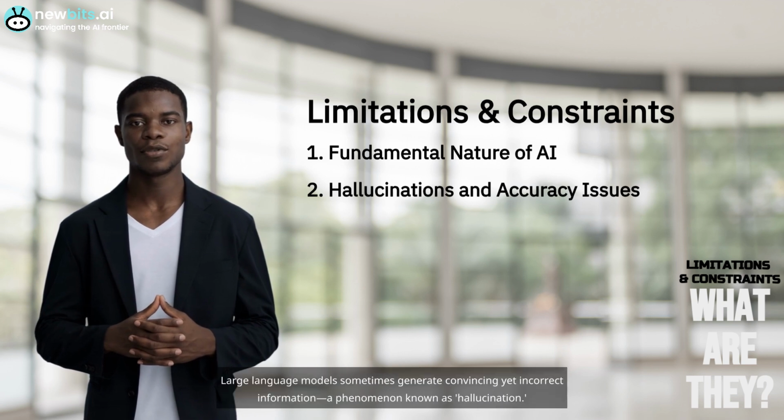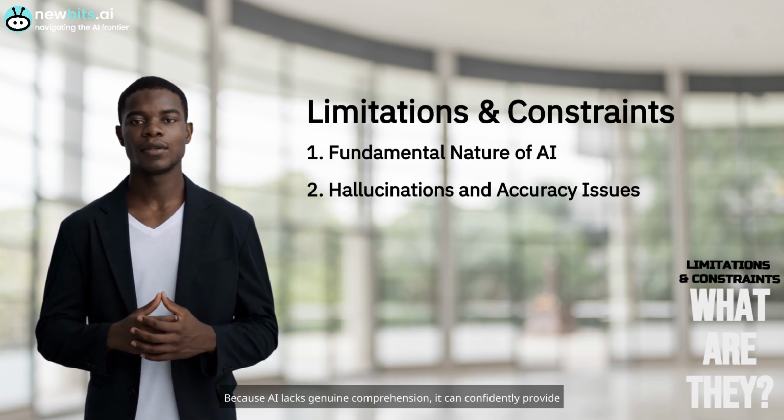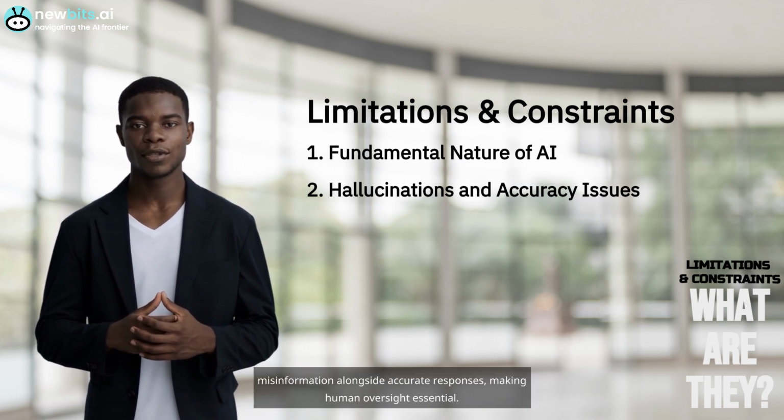2. Hallucinations and accuracy issues. Large language models sometimes generate convincing yet incorrect information, a phenomenon known as hallucination. Because AI lacks genuine comprehension, it can confidently provide misinformation alongside accurate responses, making human oversight essential.